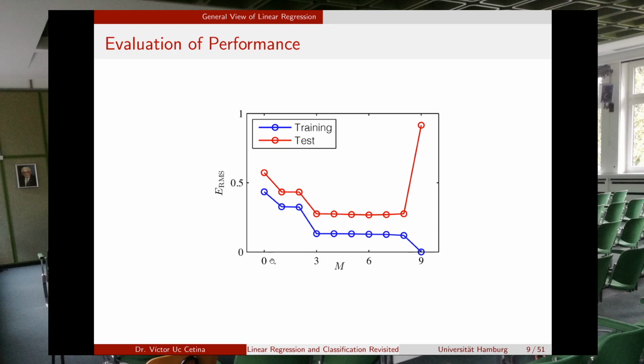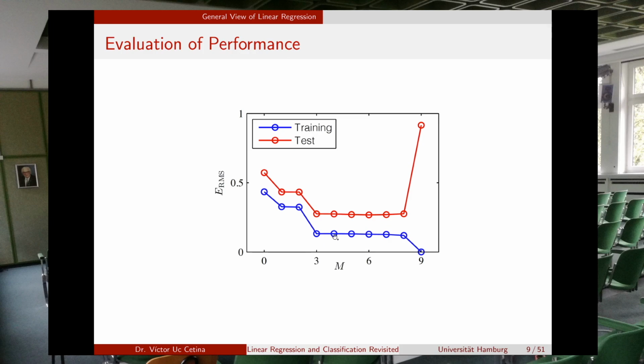In this case, what they are comparing is not the number of iterations, but the degree of the polynomial. So they can choose what is the best degree. And what you can see in this plot is that the error in both the training and the test set is going down, and it gets very low with degree 3.